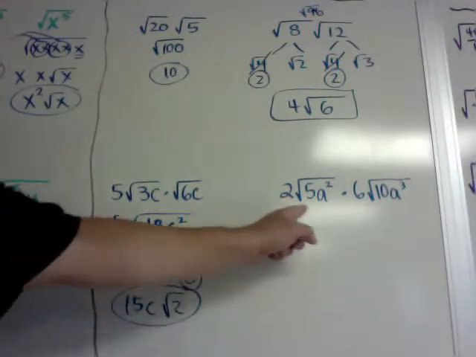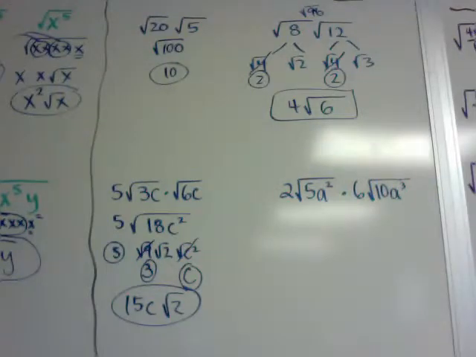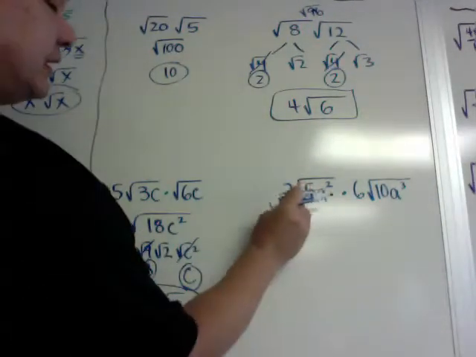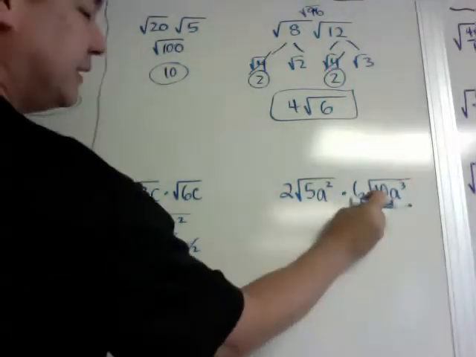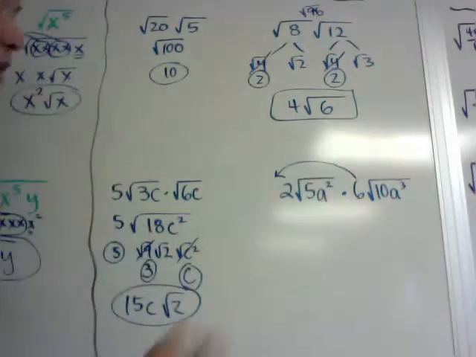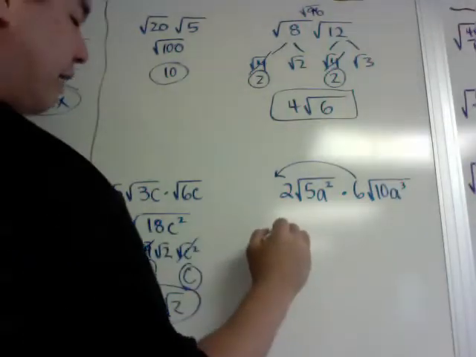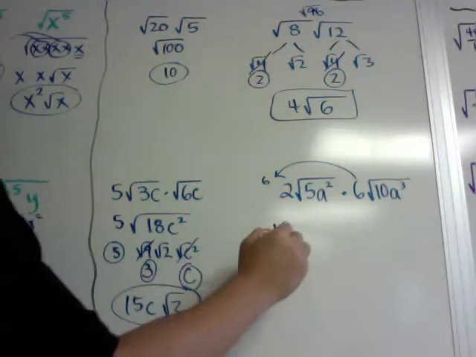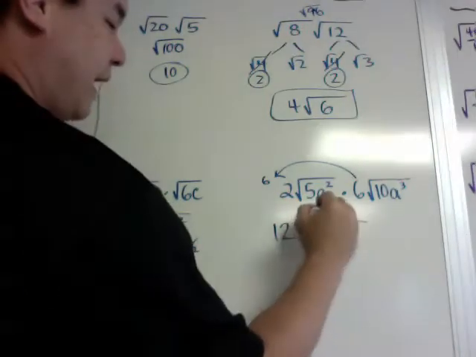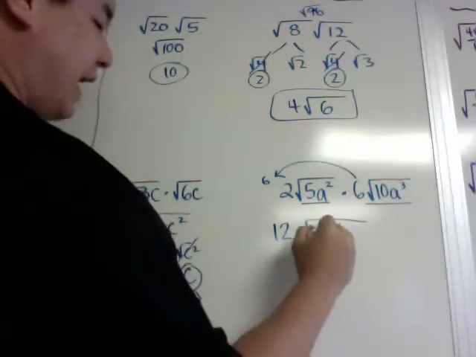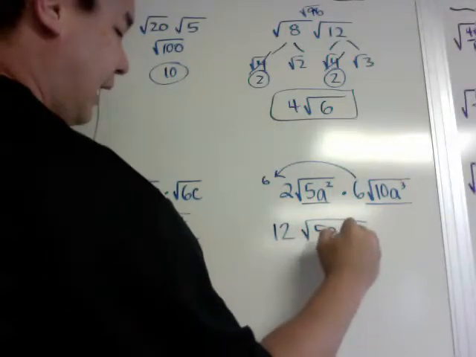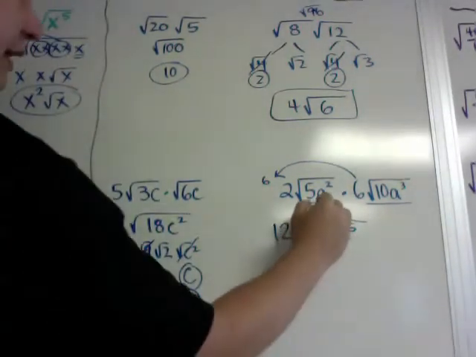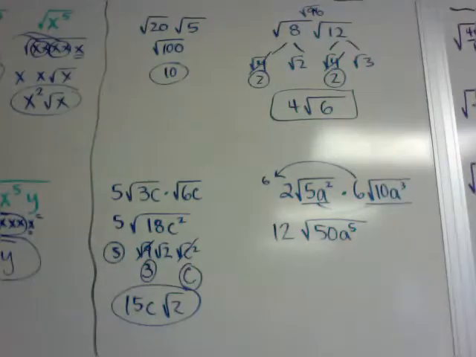Here's another example. So I'm going to combine, I'm going to move. This is like saying multiplying this times this times this times this. So I actually can move this to the front and go 6 times 2 and make it a 12. Okay, I move the 6 over here, 12 times radical, and I'm going to combine this one with this one, and I get 50 a to the 5th. Okay, so I combine these two together.